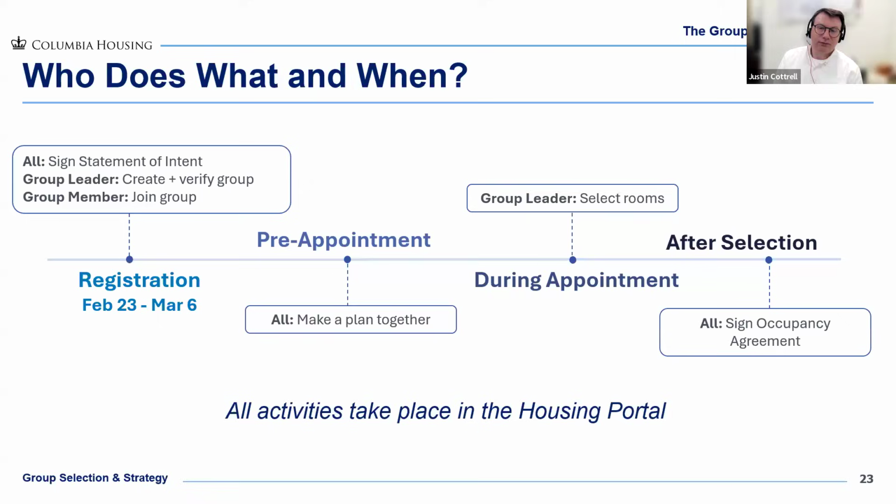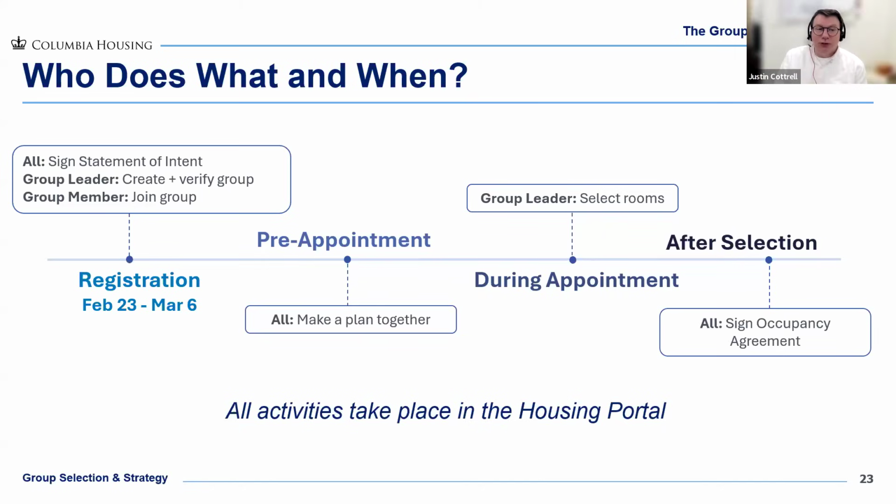Now, let's talk about the timeline a little bit. The group leader isn't the only one with responsibilities. Group members must also complete certain activities. During registration, everyone must sign their own statement of intent because this step tells us that you plan to participate in room selection. For the rising juniors and seniors in the room, be aware that the statement of intent now comes before the group formation. That's a little bit of a change we made this year.